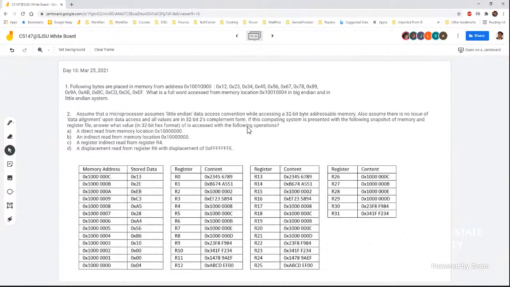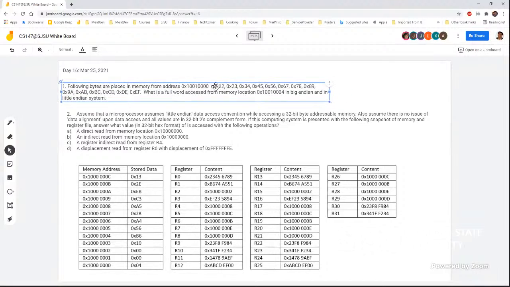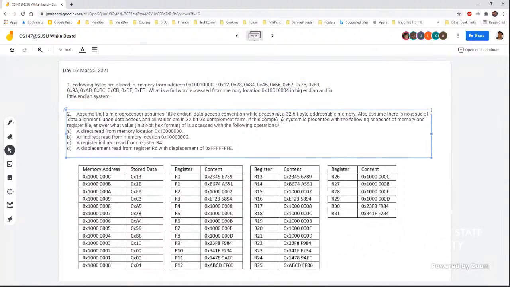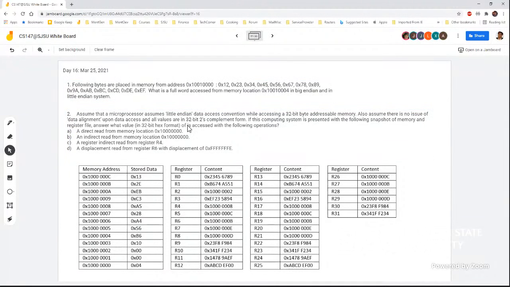So the first problem is that this list of bytes has been placed from this address. Now we need to find out what is the full word accessed from this memory location in a big endian and also in a little endian convention. So this is the easier side of the problem. The next one involves a little bit more detail.